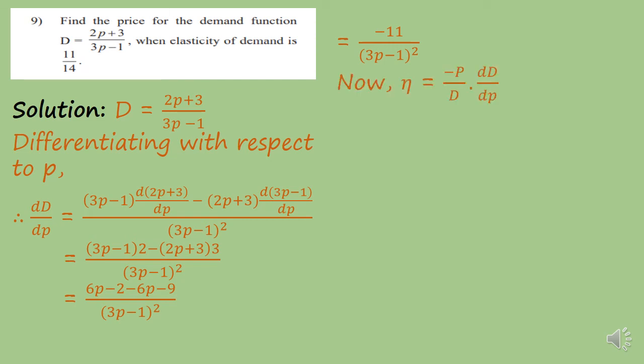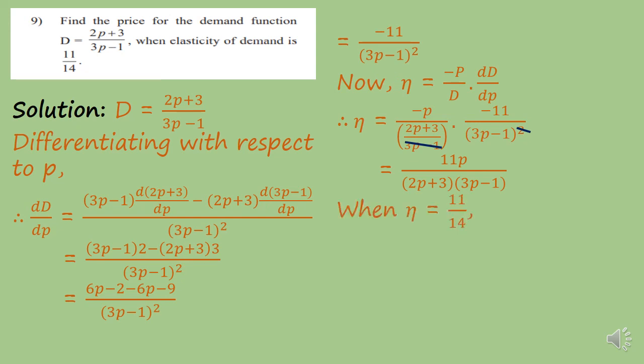Now in the elasticity formula, like we did in the previous sum, we put the value for d as the function given and dd by dp is the answer which we got just now. Again we cancel the common terms from the denominator, and thus we get the elasticity as 11p upon 2p plus 3 into 3p minus 1. Now observe how it is done next.